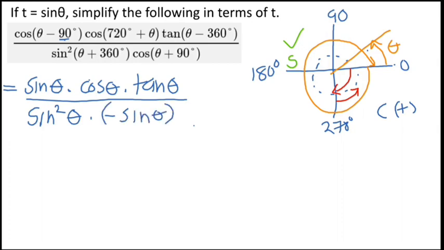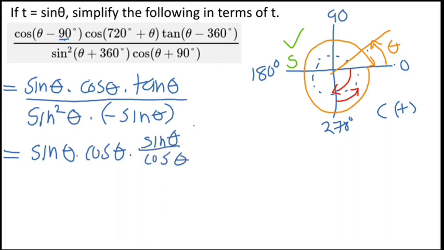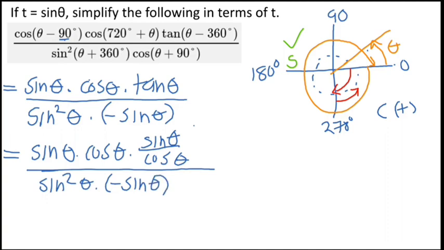Okay. Now, what we need to do is, remember we said the tan is sine over cos. So we're going to have sine of theta times cos of theta times the sine theta over the cos of theta. All of that is over the sine squared theta times the minus sine theta. Now, I can clearly see that here the cos and that cos will cancel out. Sine theta times sine theta is sine squared theta. So sine squared theta cancels out.